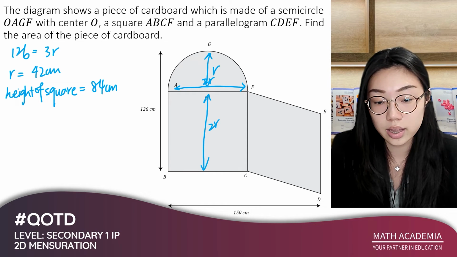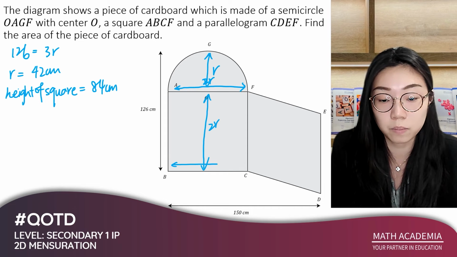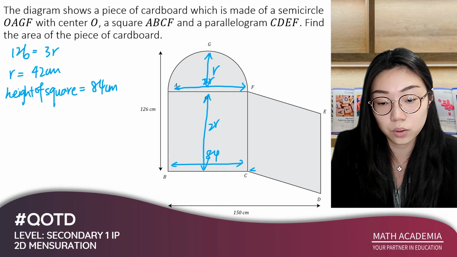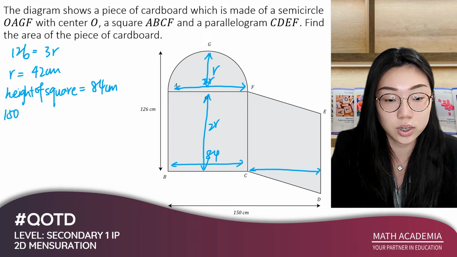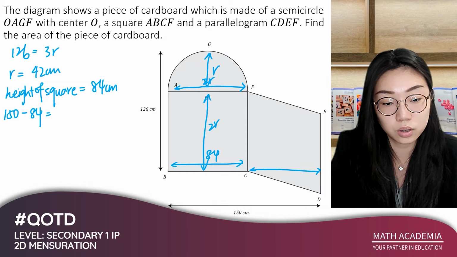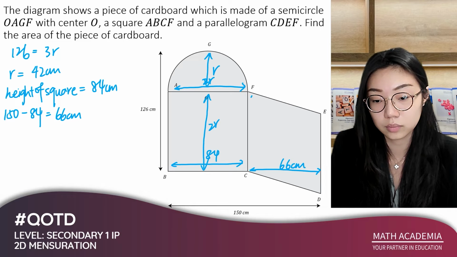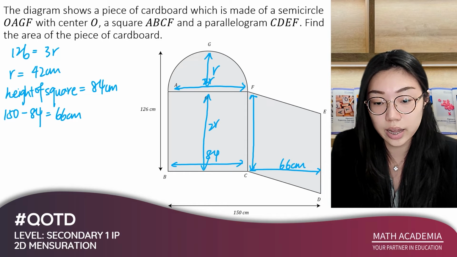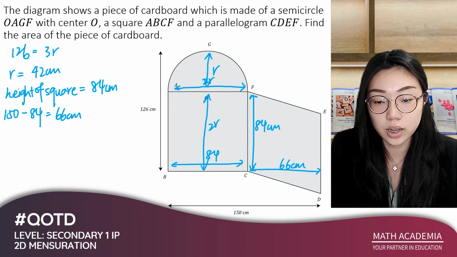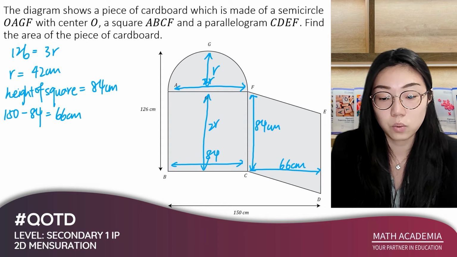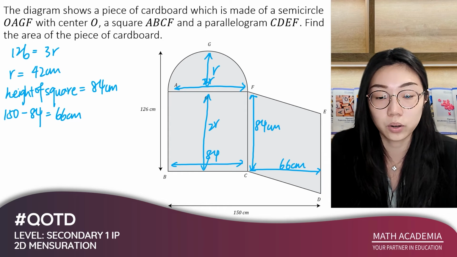Since it is given that the horizontal length of the cardboard is 150 cm, and we know that this is 84, we will be able to find the height of our parallelogram, which is 150 minus 84, which gives us 66 cm. And we know that the length of the base of our parallelogram is the same as the height of our square, which is 84 cm. With that, we will be able to find the area of each part of our cardboard.